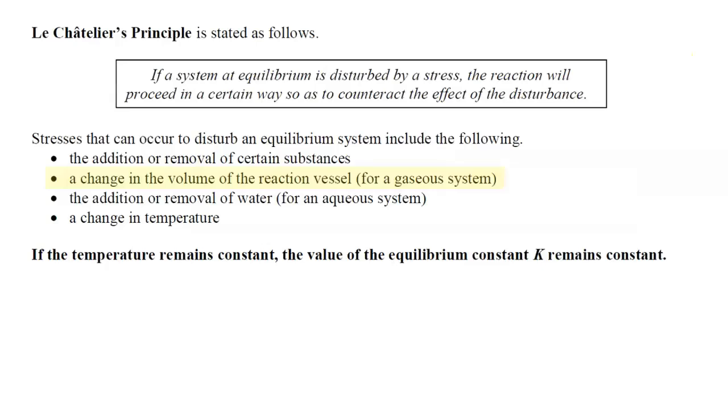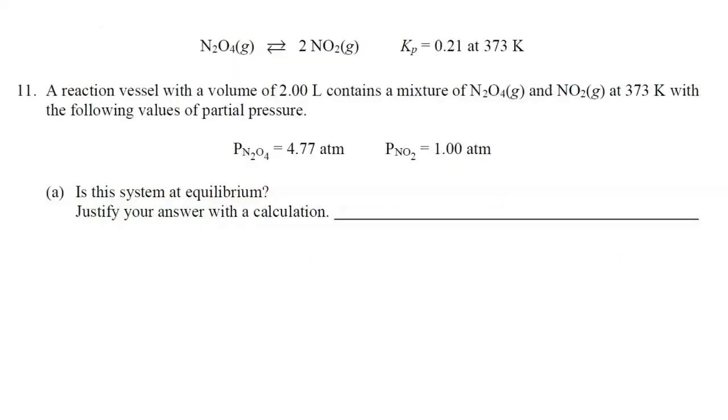Now, you've seen in questions 8, 9, and 10 the addition or removal of a substance. Now, in questions 11, 12, and 13 in the packet, we're going to look at what happens if a volume change occurs. There's going to be a change in the volume of the reaction vessel for a gaseous system. So here in question 11, we have a new equilibrium system to consider in which 1 mole of N2O4 gas decomposes to produce 2 moles of NO2 gas.